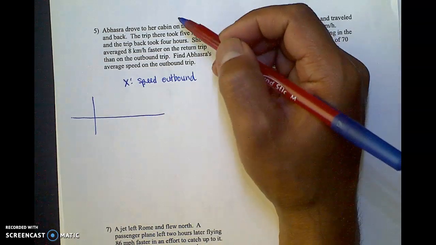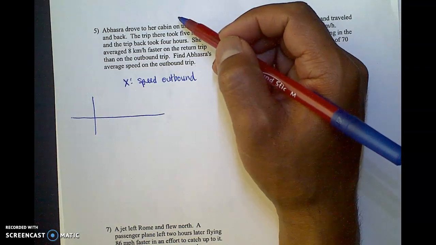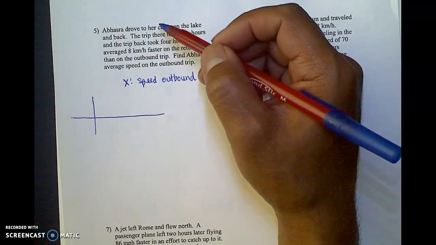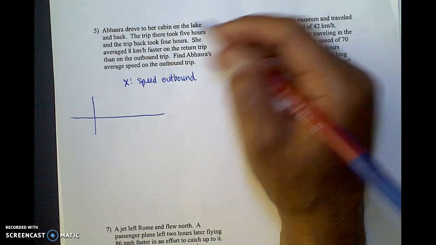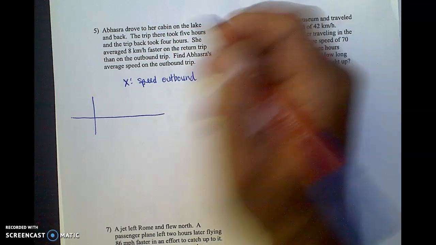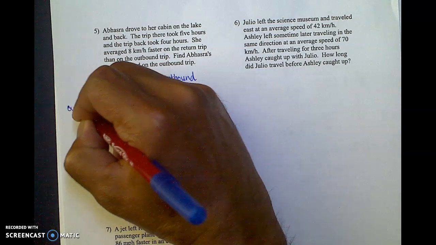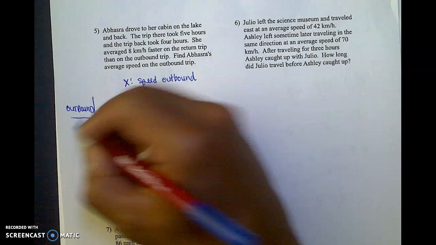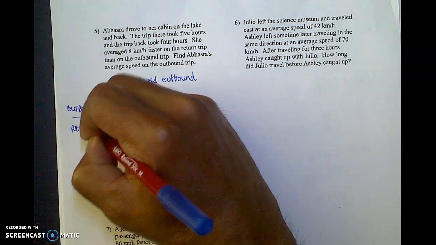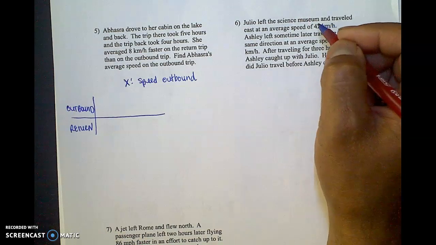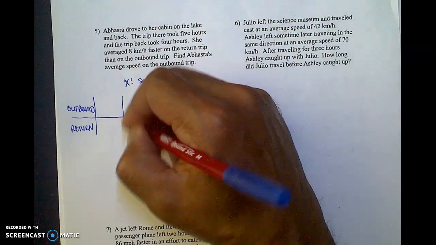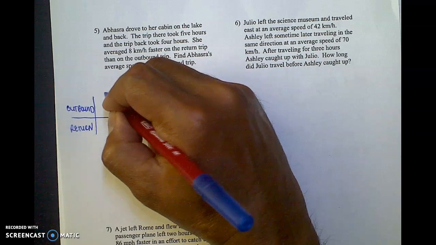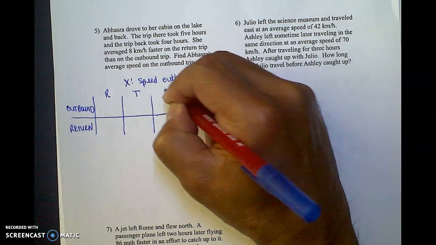So again, we have somebody traveling to a destination and then returning home. So we have outbound, so going to the cabin, and then we have the return trip home. So let's make our table. Let's label our columns: rate, time, and distance.